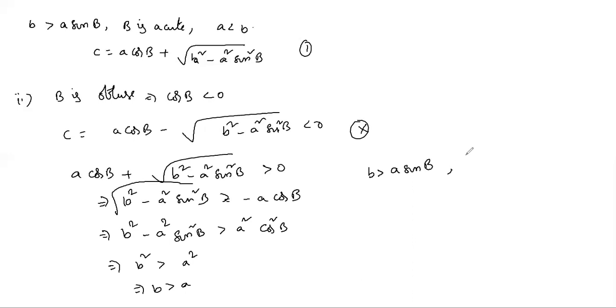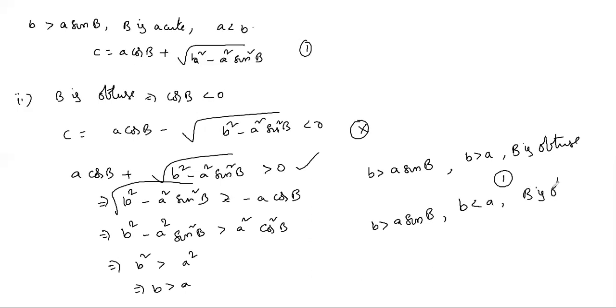And B greater than A, and angle B is obtuse. In this case, only one triangle exists, because A cos B plus root B square minus A square sin square B is greater than 0. But suppose B is less than A and the angle is obtuse. So in this case, no triangle exists. So the number of triangles is 0 in this case. So like this, we find the solution for the triangle.